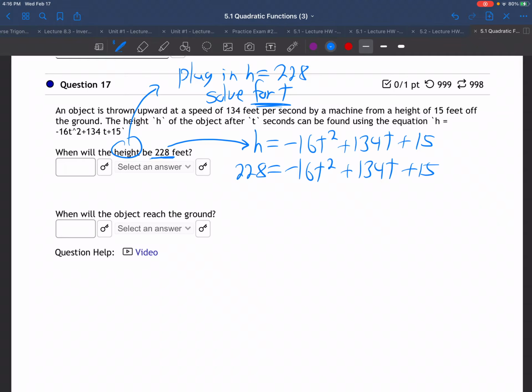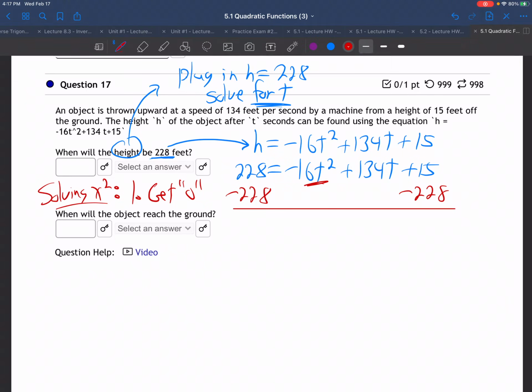Now, the question is, do you remember how to solve for t? See how this is an x squared equation? We have x squared right there. So, solving an x squared equation. Remember, step number 1 is all about getting a 0. You've got to get a 0 on one side. So I'm going to subtract 228 from both sides. And that'll put a 0 here.